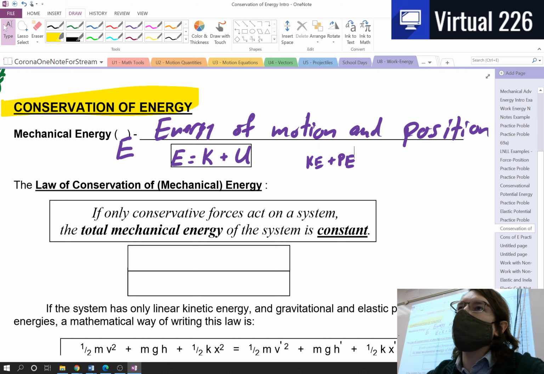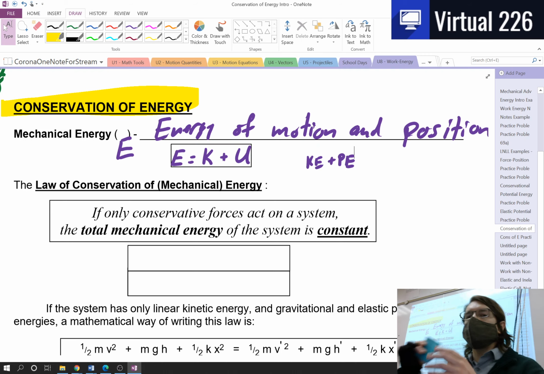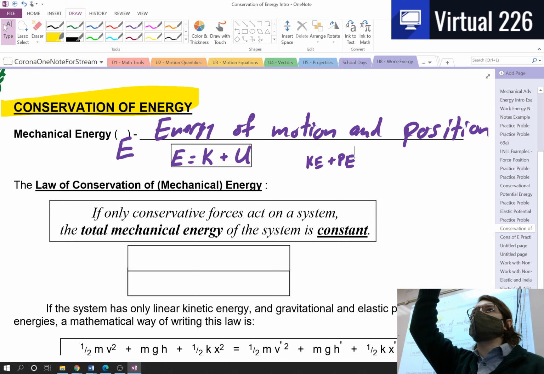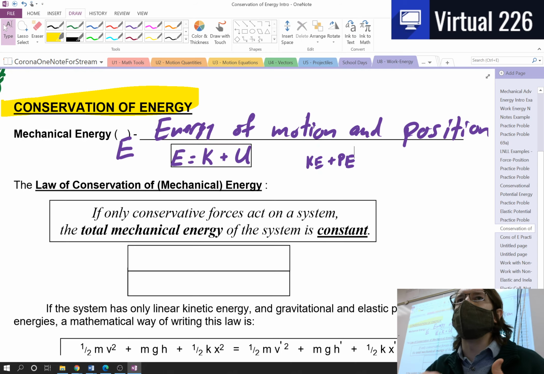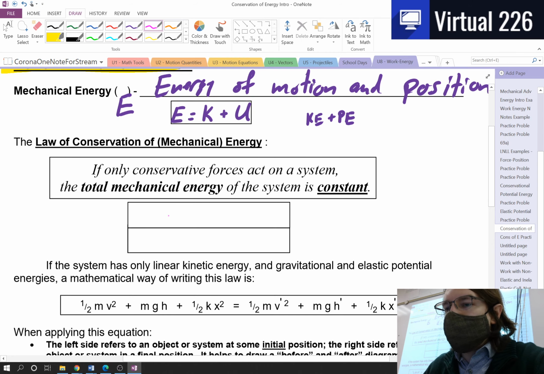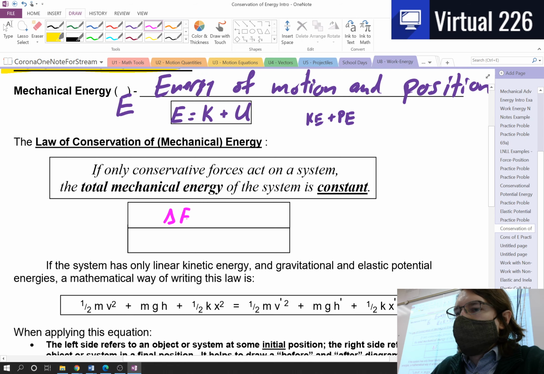Okay? On a conservative force, if I move this stack of sticky notes up, I've done some work on it, but I can get all of that energy back by letting go. And when I let go, that potential switches to a kinetic. I get it all back. So on conservative forces, you don't lose anything. It's just changed how you've stored it. So in this case, the total mechanical energy on a conservative force system, such as gravity, is constant, which means that the change in mechanical energy equals 0.